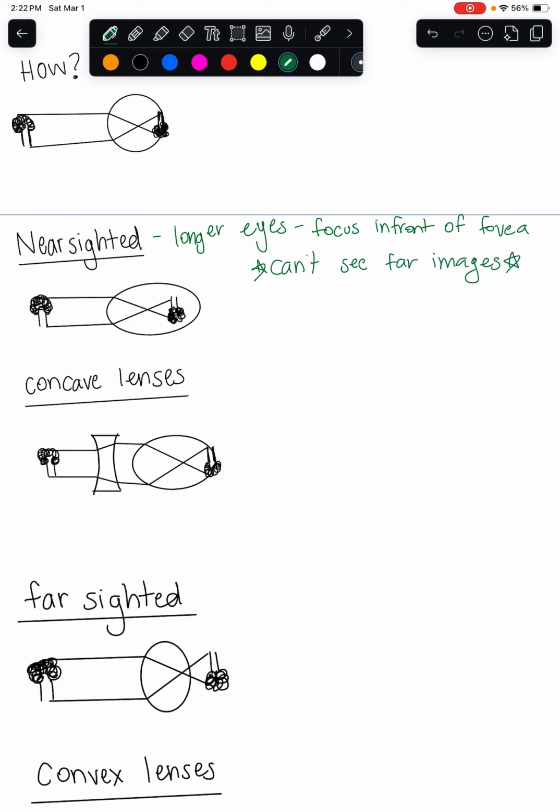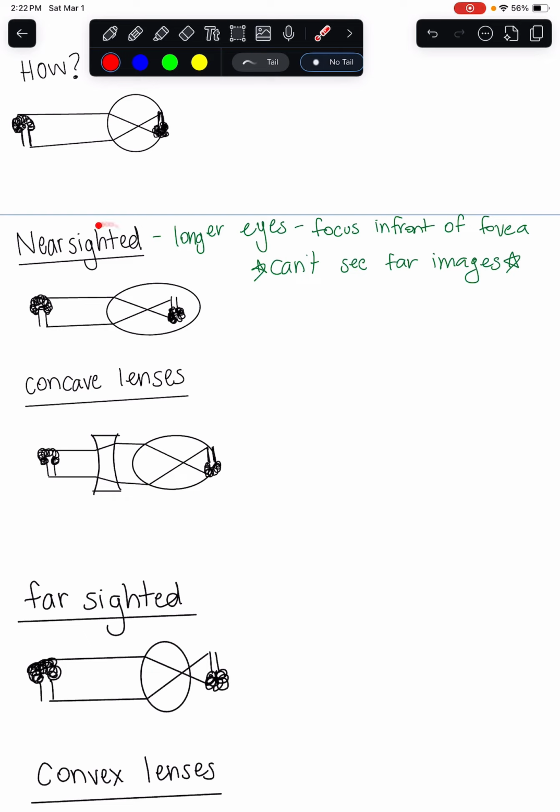All right, so nearsighted people, they can see images that are close to them, but an image that's far away, like a far away tree, they can't see that very well. And so it's going to appear blurry. But we know that people that have eye issues, they can correct them by wearing lenses, either glasses or contacts.